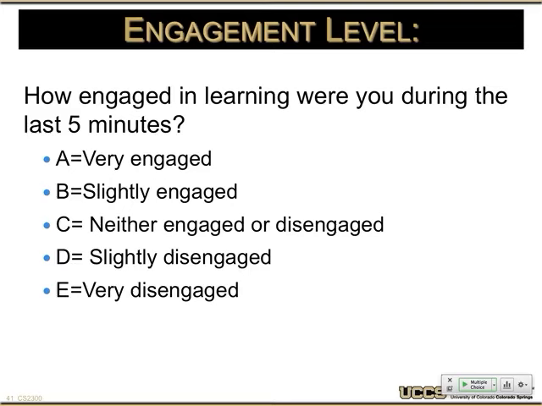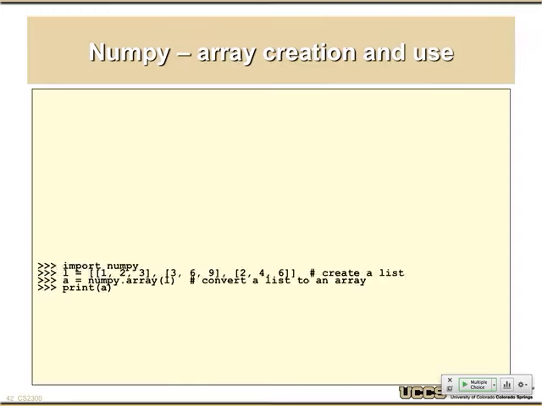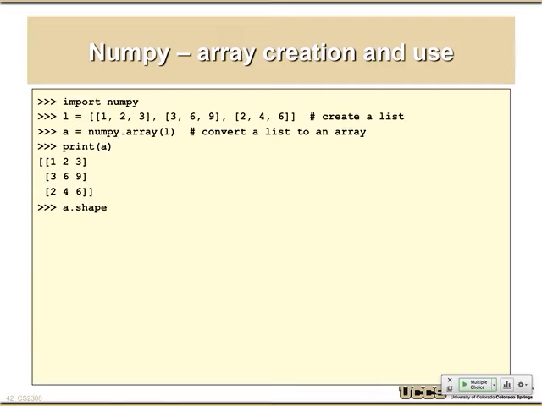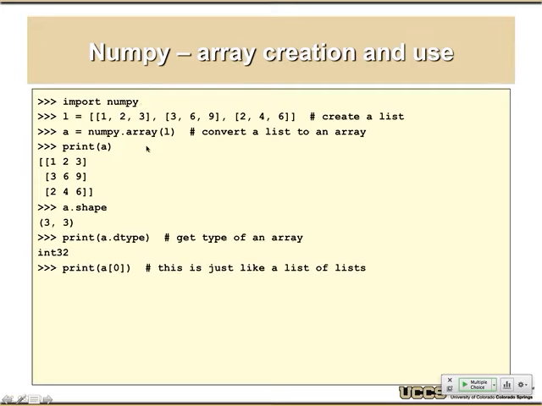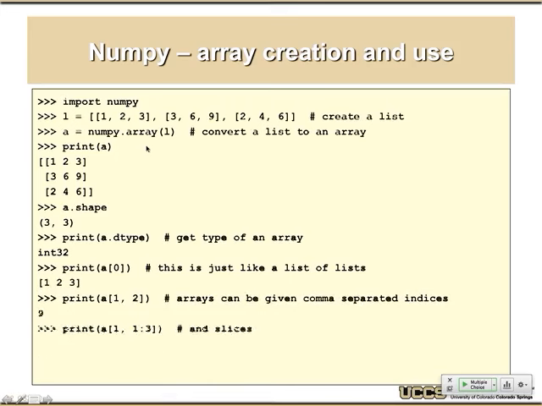Skipping over all that. We're actually going to skip over that one just because I don't have time. I've got to make sure we get through everything. So now I'm just going to go through some examples just so you can get a feel for what's going on. If I just print A, this is the array I read in. I can look at its shape, its type, print out elements of it, deal with slices.